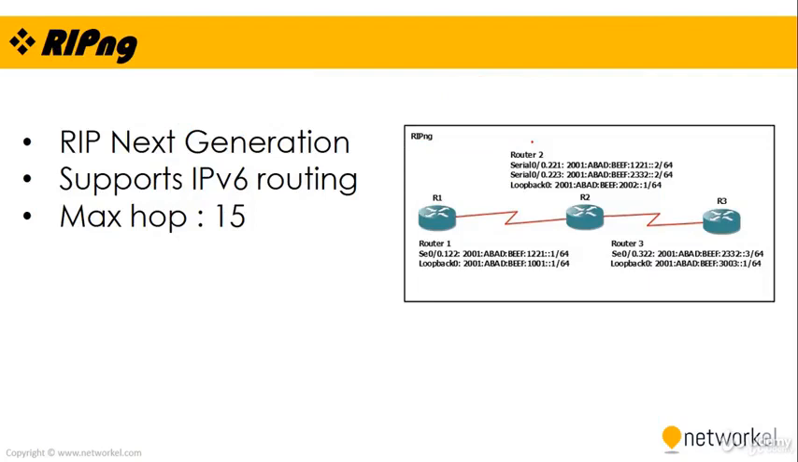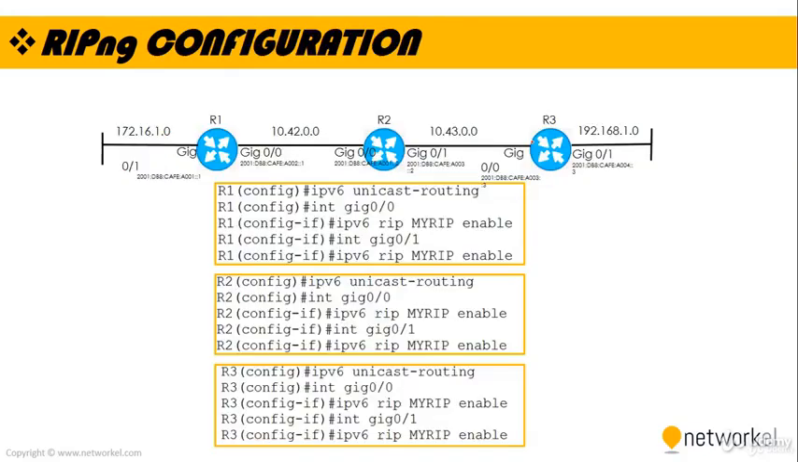Let's go ahead with RIPng. RIPng, RIP Next Generation, is an extension of RIP for supporting IP version 6. The maximum hop count we can use in RIPng, again, is 15. So let's go ahead with how we can configure RIPng here.